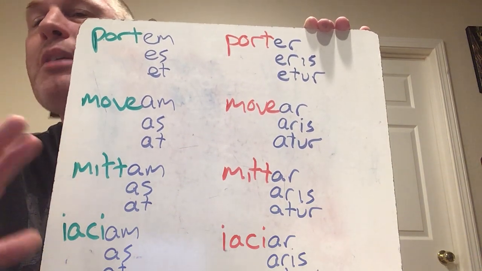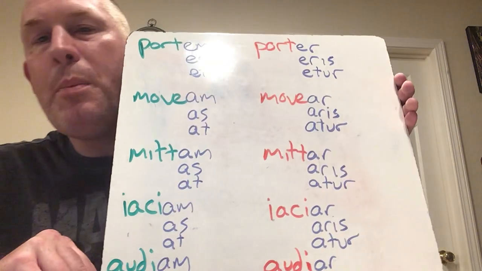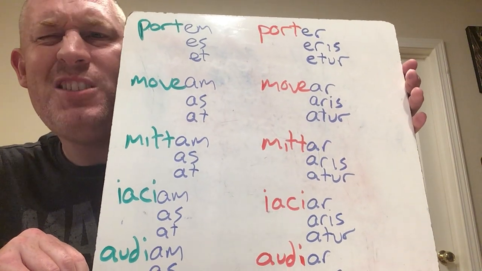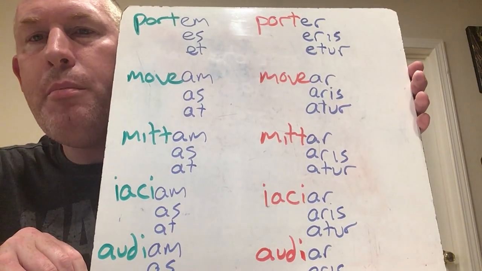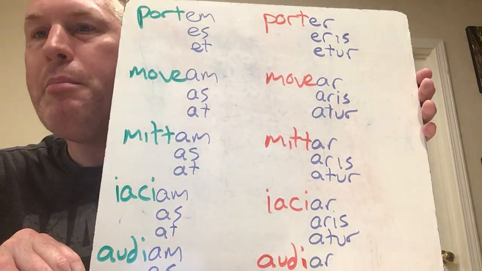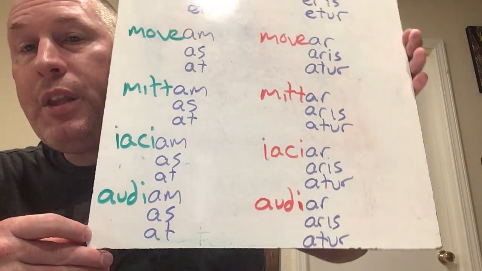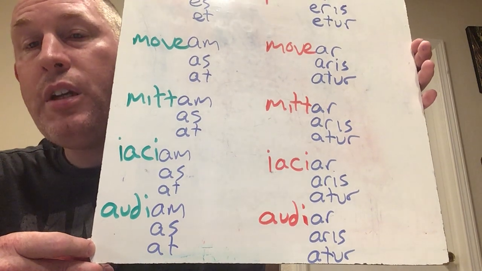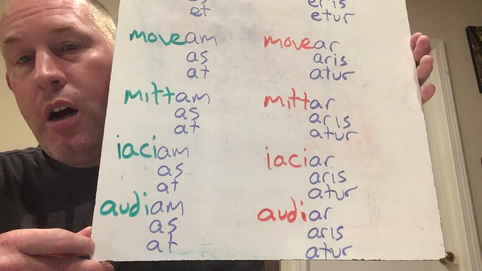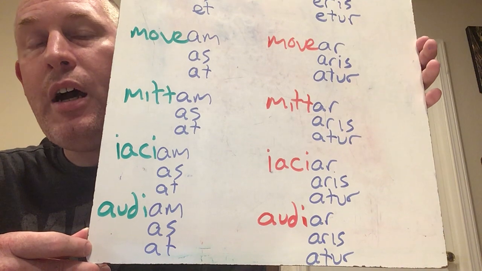It's just that we have to mix up the letters so that we know that we're in a slightly different reality. And to me, that's what these misspellings represent: the subjunctive is just a little bit removed from reality. So it's familiar, but just a little off. Mittar, mittaris, mittatur, mittamur, mittamini, mittantur. And again, it's just aris, atur, all the way down, really. Iaciar, iaciaris, iaciatur, iaciamur, iaciamini, iaciantur. Audiar, audiaris, audiatur, audiamur, audiamini, audiantur.